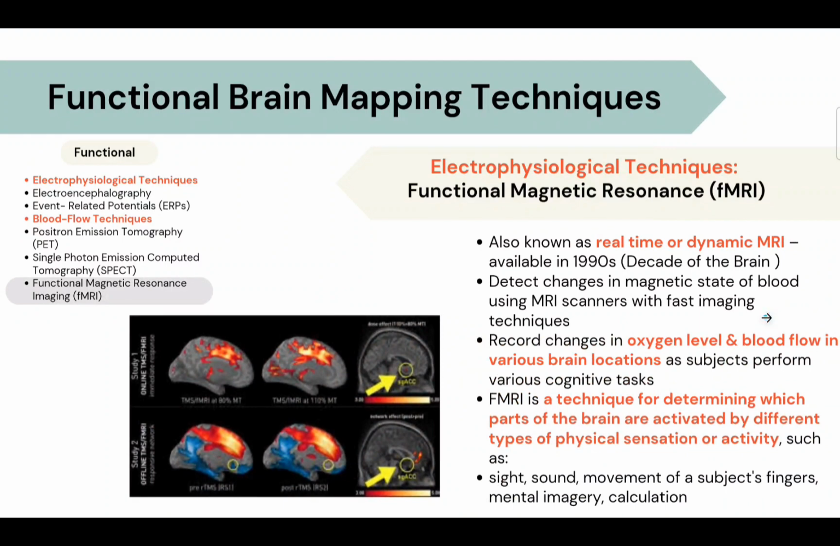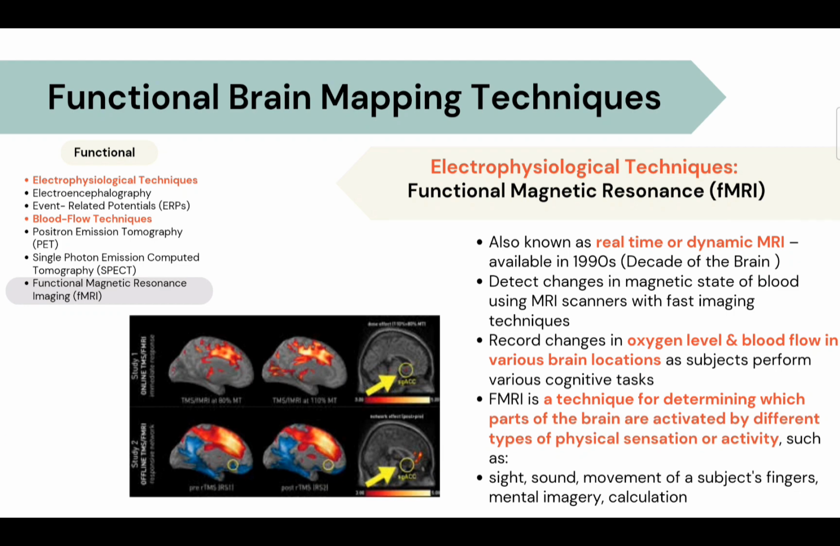And last but not least, we have the functional magnetic resonance, the fMRI. Just now we had MRI in the structural brain mapping techniques, but in functional brain mapping techniques, just like the name, we have functional magnetic resonance, the fMRI. The functional magnetic resonance is also known as real-time or dynamic MRI. Functional equals real-time equals dynamic MRI. Available in the 1990s.